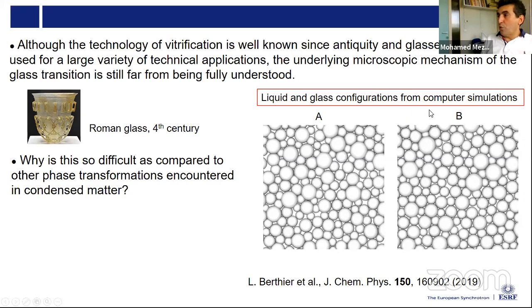simulations with computers, and they could simulate different configurations. One is a liquid, and the other one is a glass. I put an A and a B. So in the question and answer, you can try to guess what is what. What is the liquid? What is the glass? I give you 3 seconds to answer.